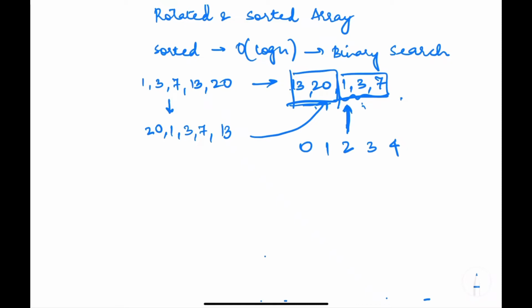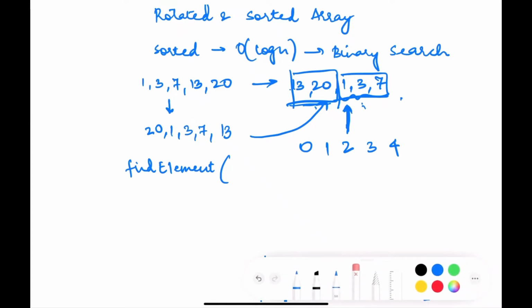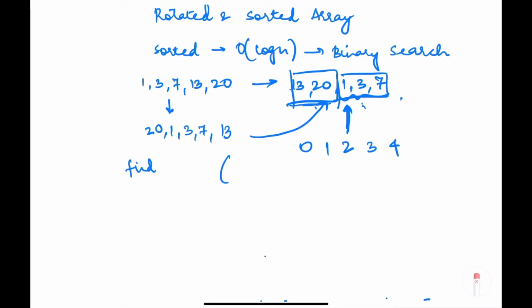Okay. So let me start with the function find element. Or let's name it find pivot element, not just the element, because right now we are not finding the element, we are finding the pivot element. That is the first part. So I would be saying find pivot. The input to this would be the array, a low index and a high index. When you start with this function, the low index would be the 0th index and the high index would be the nth index.